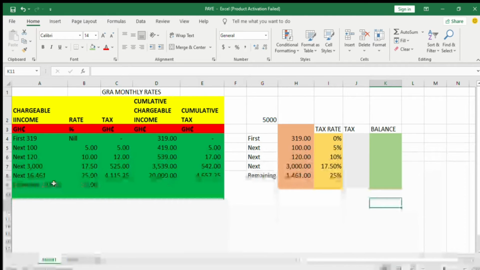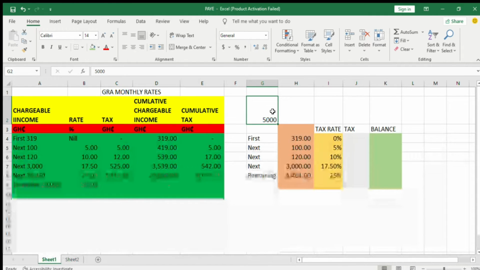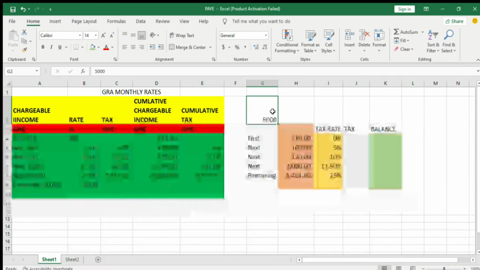So we are going to assume a figure here that is 5,000 Ghana cedis as the basic salary, and we are going to learn how to calculate it using the normal way. Then afterwards, I am going to teach you how to use the formula, which is very fast and very simple.